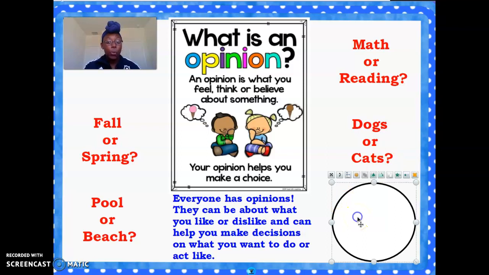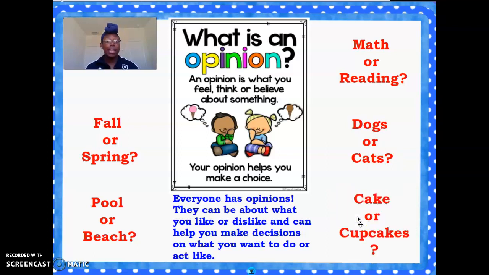Here's our last one. What's your opinion? Do you like cake or cupcakes? This one's a hard one because I love both cakes and cupcakes. So that's my opinion. I love cakes and cupcakes.